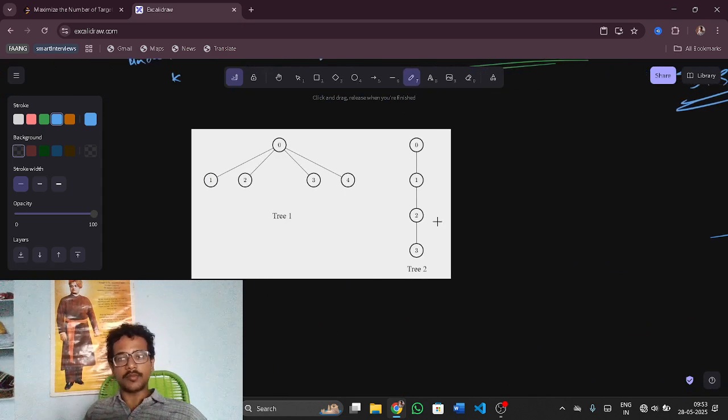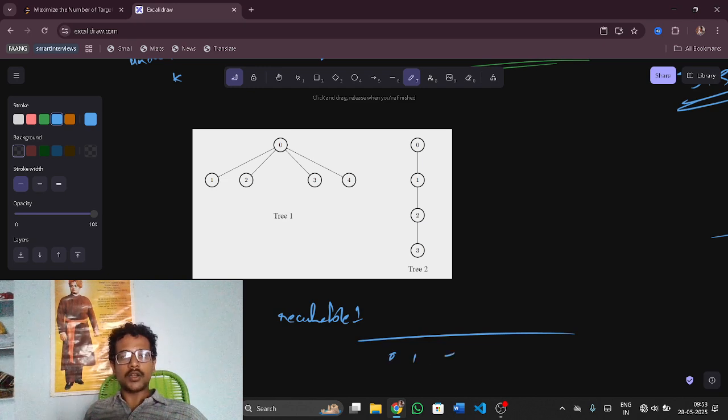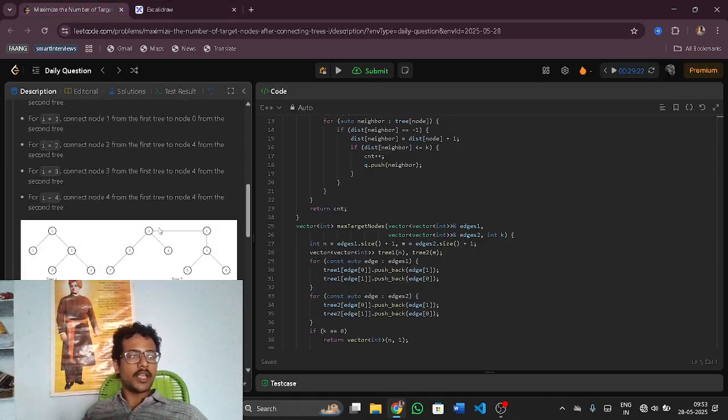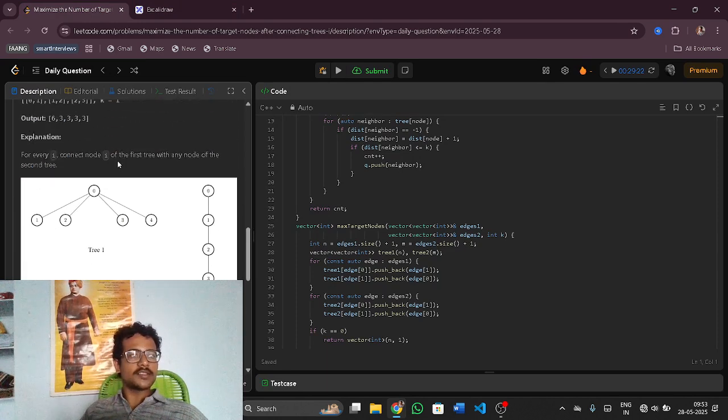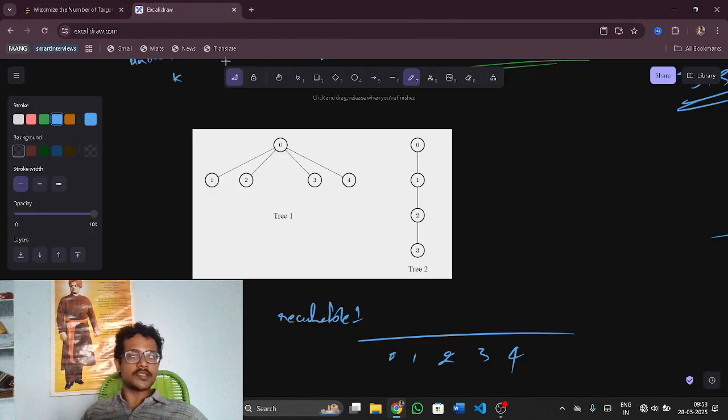Now let us apply the same thing here. So here I'll be calling for reachable 1. It will have nodes 0, 1, 2, 3, 4, and here I think we are given a k value of just 1, right? So let us just change it and take k is equal to 2. You will understand much more clearly if I take k as 2.